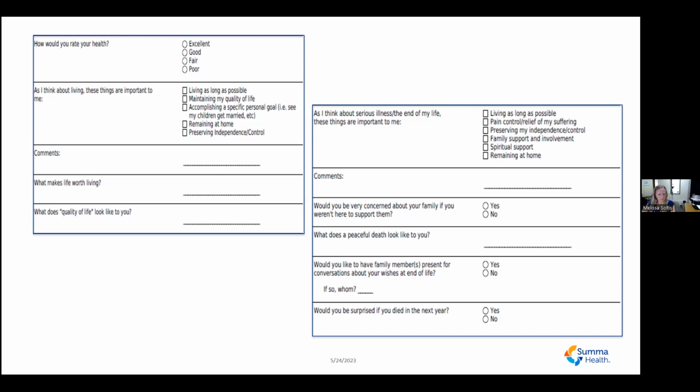And you can see some of them are similar to the questions that I've put up here before, but we also did get into some heavier questions like, what does a peaceful death look like to you? And would you be surprised if you died in the next year? So that's that surprise question. We think about whether or not somebody is hospice appropriate, but also some really simple questions like, if you have difficult conversations that need to be had, who do you want present for those conversations? Or what does quality of life look like? Our patients, of course, don't have to answer all of these questions. They can choose which ones feel best to them.